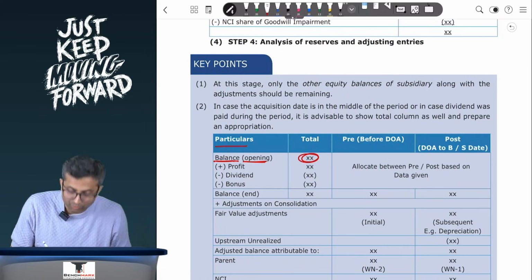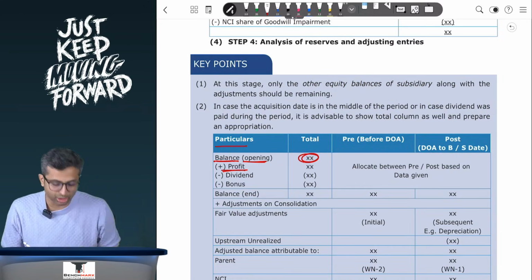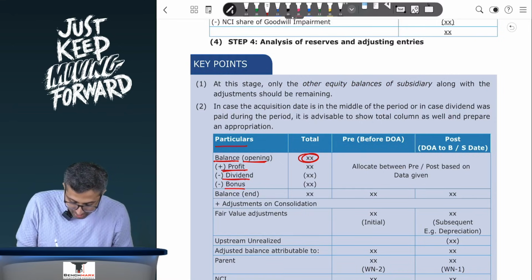This will be given somewhere in the adjustments. To that you add the profit. Why will that change? Well, profit after the opening balance or date of acquisition, minus dividend, minus bonus, if any, and this will give you the closing.